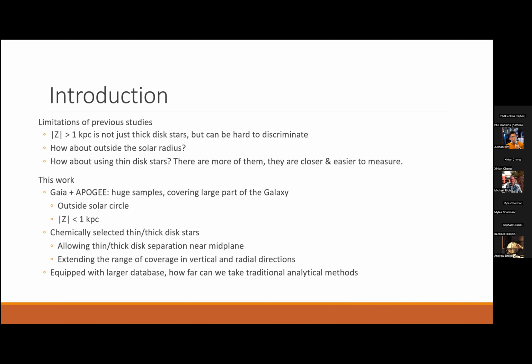So in this work, once again, we use a combination of Gaia and APOGEE. However, we now have data release 3, DR3. So we will have huge samples covering large parts of the galaxy that include outside the solar circle and also closer and further away from the main plane. We then perform a chemical selection of thin and thick disk stars. This would allow us to separate thin and thick disk near the main plane and also extend the range of coverage in both vertical and radial direction. Equipped with this larger database, we can perform a test to see how the traditional analytical method works.